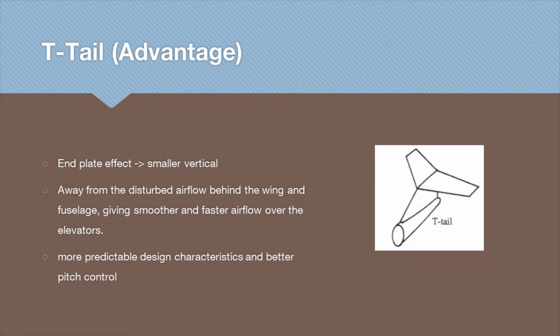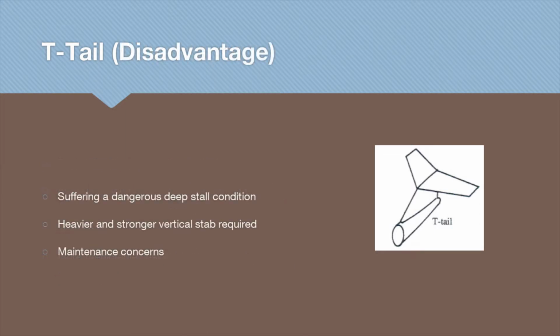The second configuration that we are going to talk about is the T-tail. Similar to the H-tail, the T-tail also has the end plate effect to enhance the efficiency of the vertical stabilizer. Thus, a smaller vertical stabilizer can be used when compared to the conventional one. Second, since the horizontal stabilizer is placed on the top of the vertical stabilizer, it can clear the turbulent flow generated by the main wing and the fuselage, and therefore improve the elevator performance and pitch control.